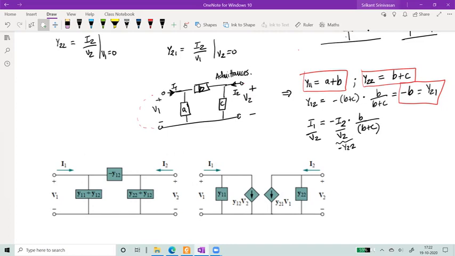If it is not reciprocal, a generalized network could be expressed in terms of its admittance parameters as follows. If I have some terminal voltage, the total current I is equal to V1 times Y11 plus Y12 times V2. So this is a voltage dependent current source.